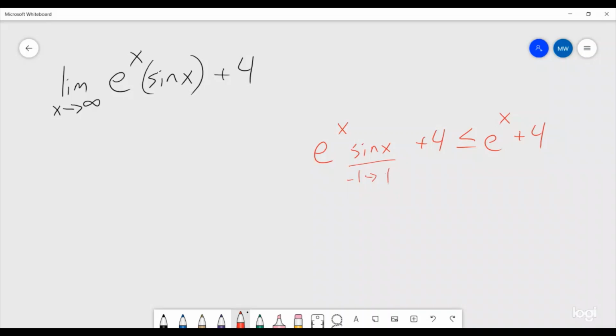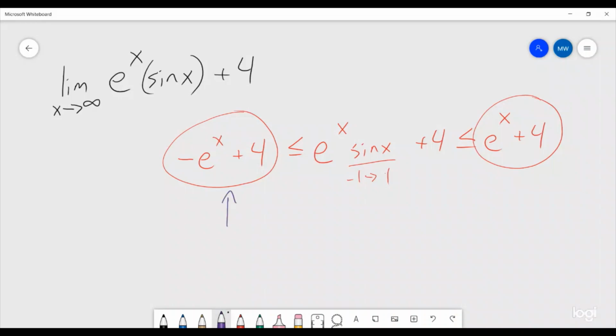So that means that we can squeeze e to the x times sine of x underneath e to the x times 1. And we can always stick it above negative e to the x plus 4. And so these are going to be our two functions on either side. And as x goes to infinity, this one is going to negative infinity plus 4, so this one's going to negative infinity, and this one is going to positive infinity. Well, that means that this one's not working.